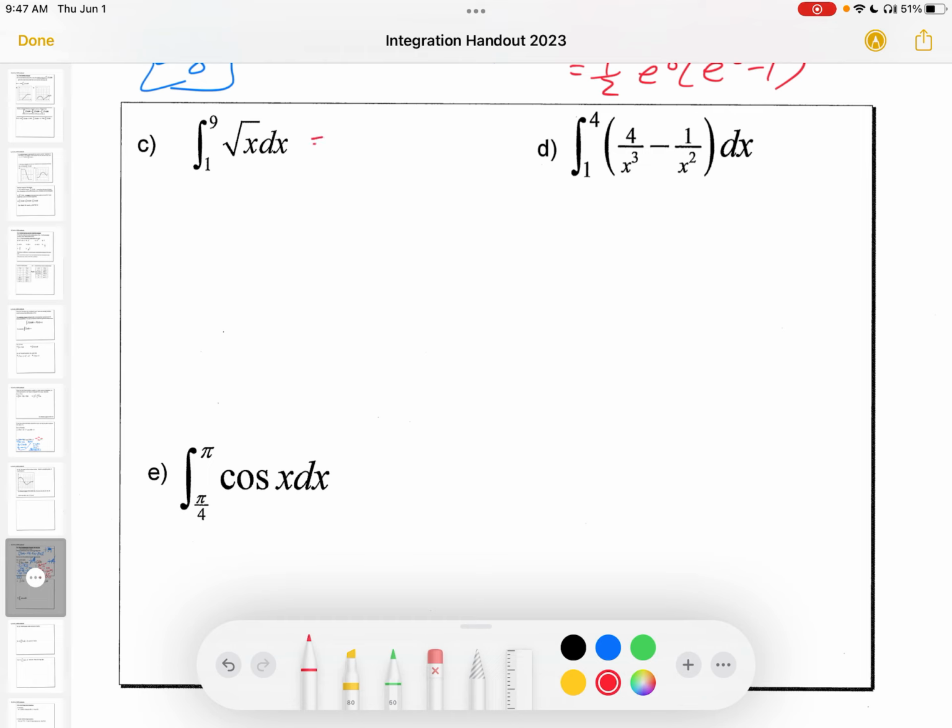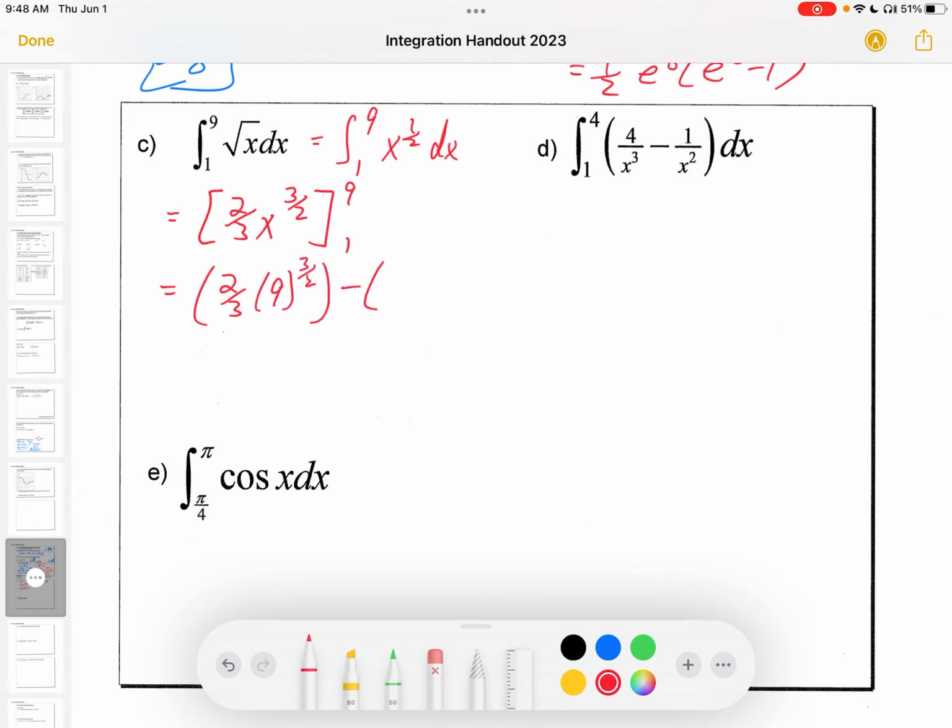You probably know at this point that if we have a square root, we want to write it as a power of a half. So now we can anti-differentiate. Power goes up by 1. Flip of the new power goes in front. And this is from 1 to 9. So what I'm going to do is sub in that 9 and sub in that 1.